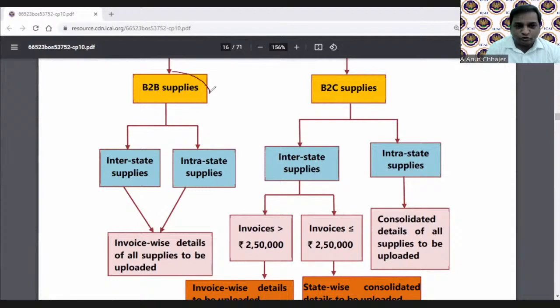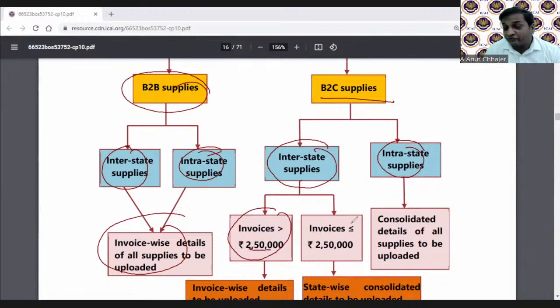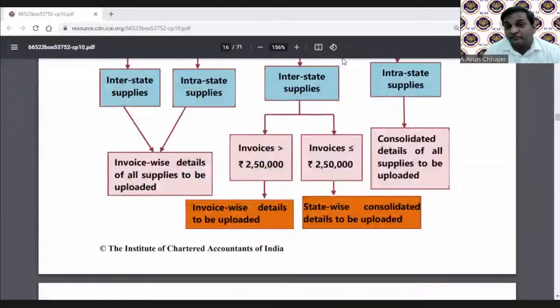So you can see that B2B supply, whether it is inter or intra, invoice wise details to be entered. If it is B2C, then inter or intra. If it is inter, then divide invoice value greater than 2.5 or invoice value up to 2.5. If it is greater than 2.5, then we need to give the detail invoice wise. If it is up to 2.5 or all intra-state supply, that will be entered consolidated but state wise. I hope whatever we have discussed, I have explained in the study material as well.